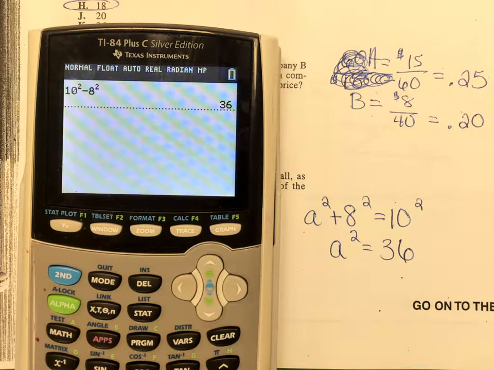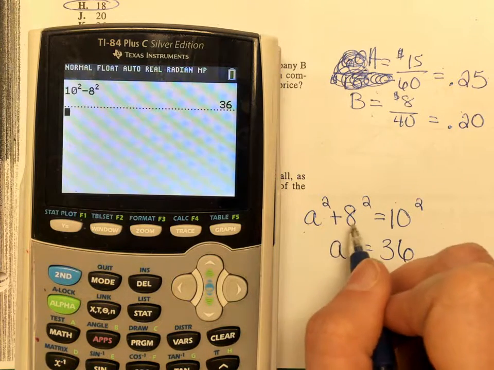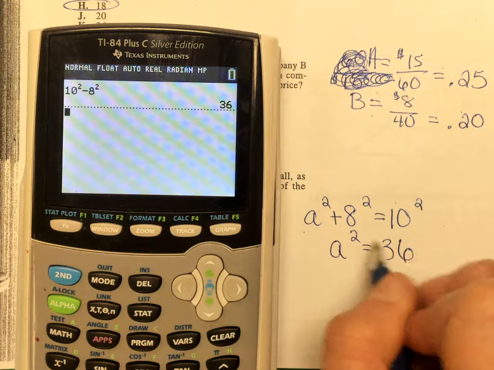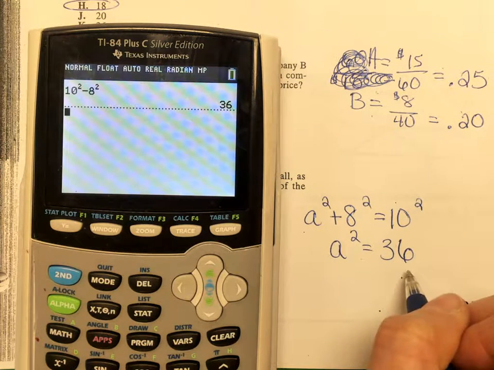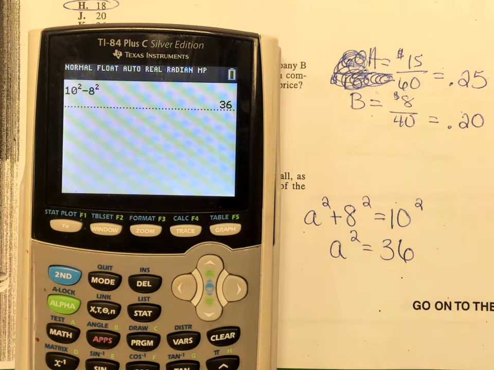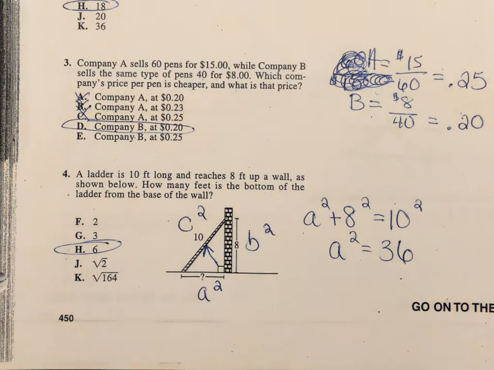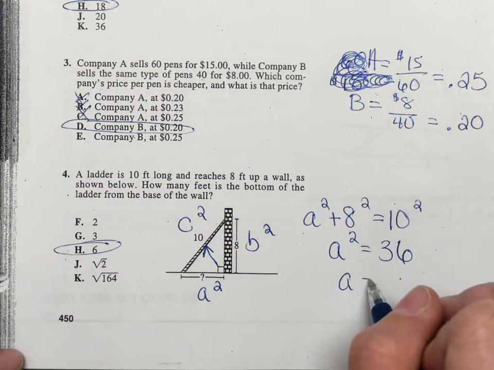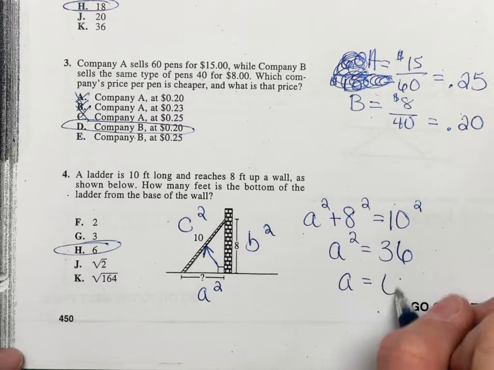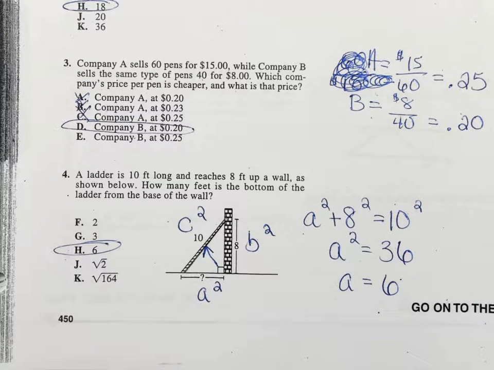Does that make sense to everybody? If that doesn't make sense to you, do it the way you've normally done it. 64 plus A squared equals 100, subtract the 64, and you'll still get 36. Okay, this is just a time saver. And then what's the square root of 36? Technically, it's plus and minus 6, but since we're dealing with real life, we can't have a negative side of a triangle, so yes, it is just 6, which is H.